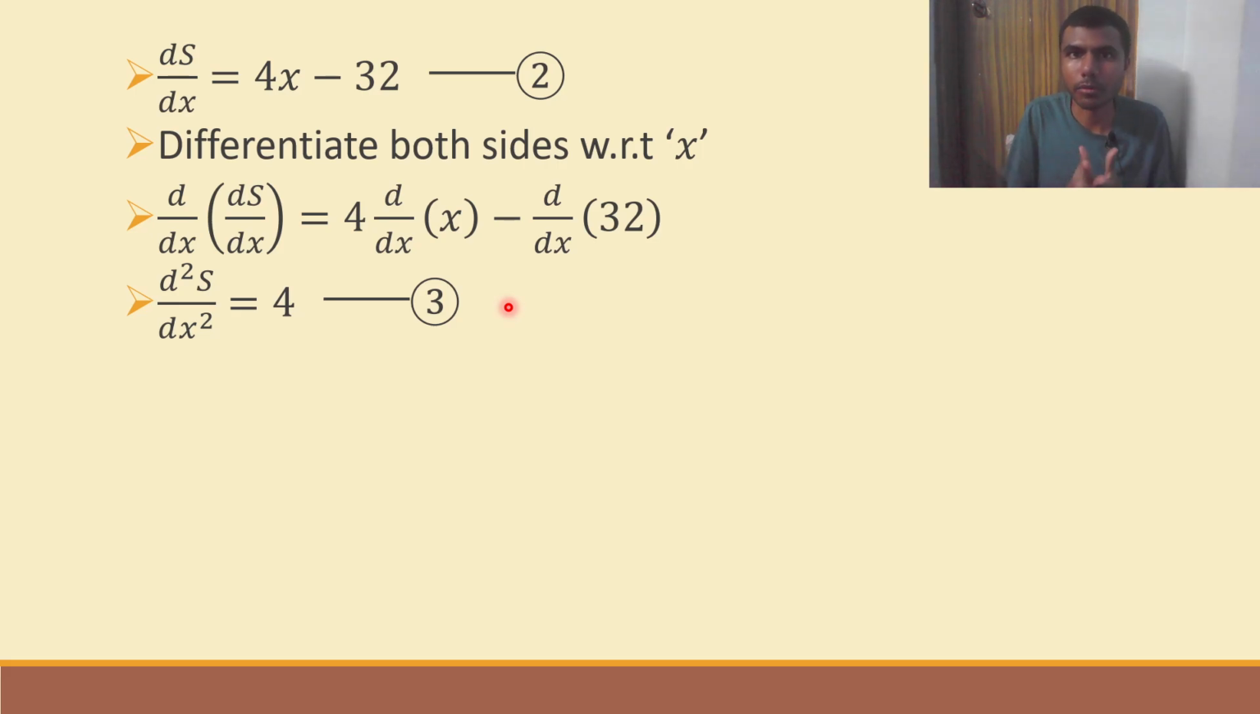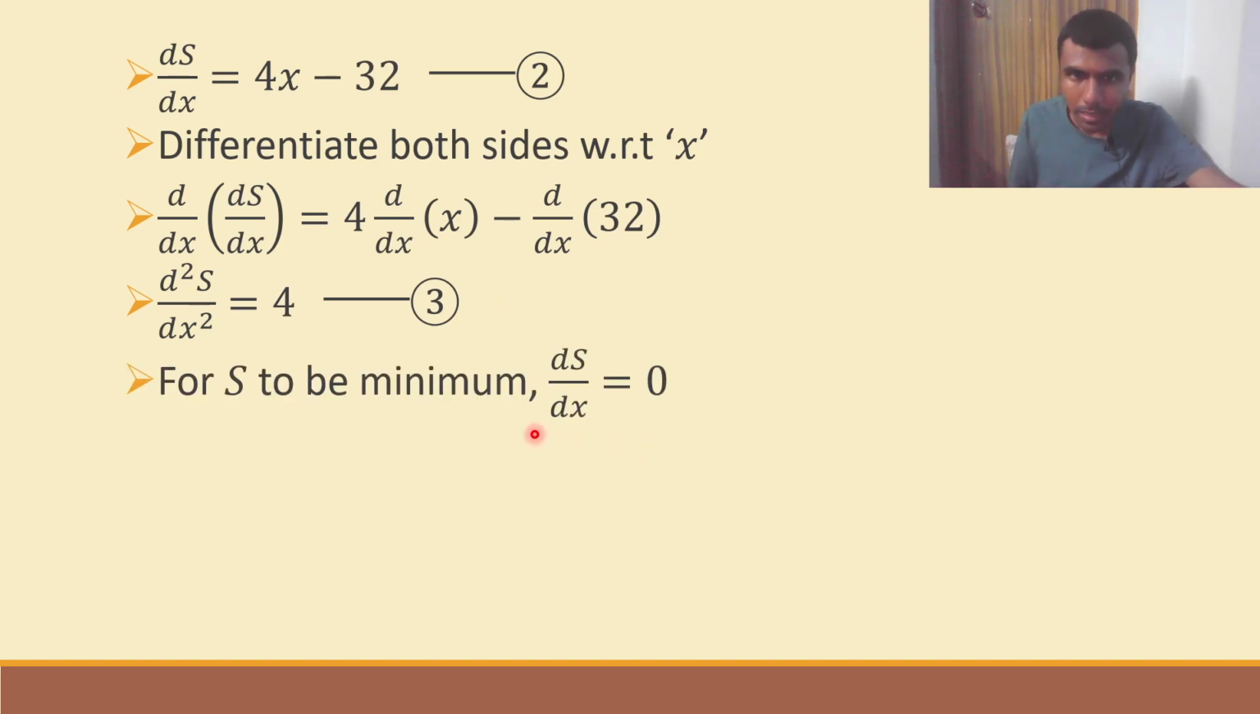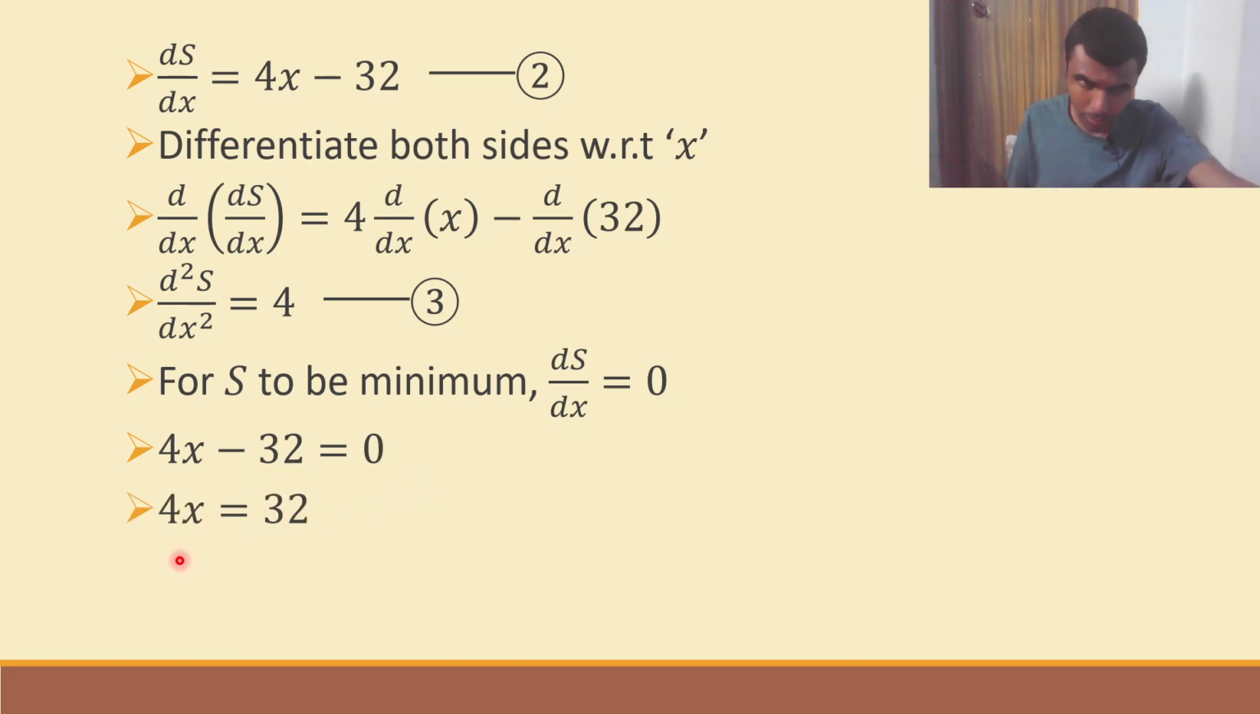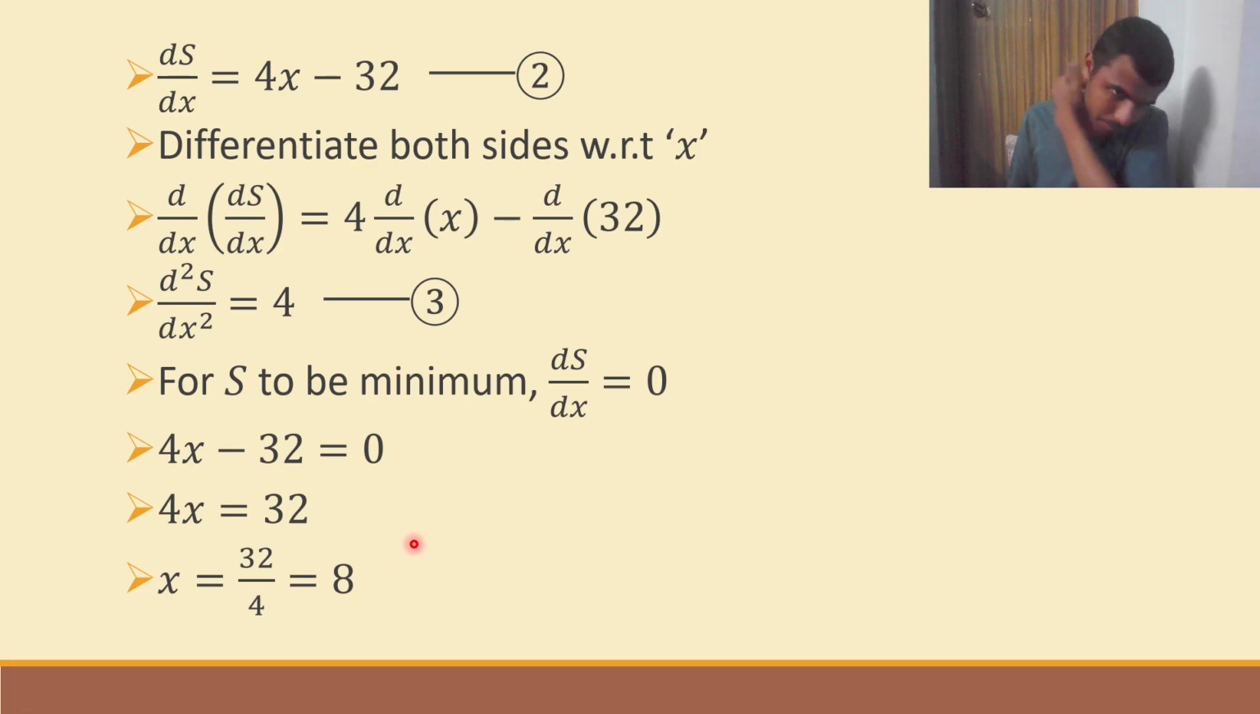Now for maximum or minimum, how will we get that point at which s is maximum or minimum? For that we need to set ds by dx equal to 0, anytime, maximum or minimum. Here they are asking us to minimize, so for s to be minimum, ds by dx should be equal to 0. What is our ds by dx? 4x minus 32. So 4x minus 32 equal to 0. Basic simplification, send 32 to the RHS, 4x equal to 32, x will be 32 by 4, which is nothing but equal to 8. Okay, fine. So x is 8.